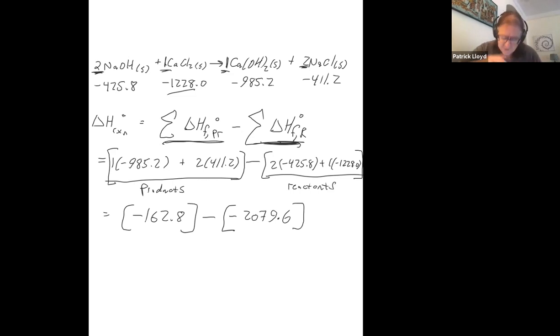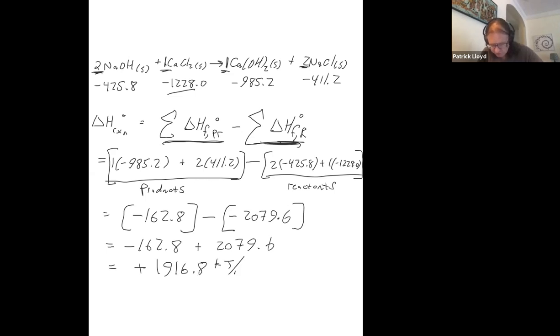Now keep in mind, if you're subtracting a negative number, that's like adding a positive. So you're really adding something that's a little bit negative to something that's very positive. So you're going to get an answer that's positive. So 162.8 negative plus 2079.6. And you get positive 1916.8 kilojoules per mole. These are all in kilojoules per mole.